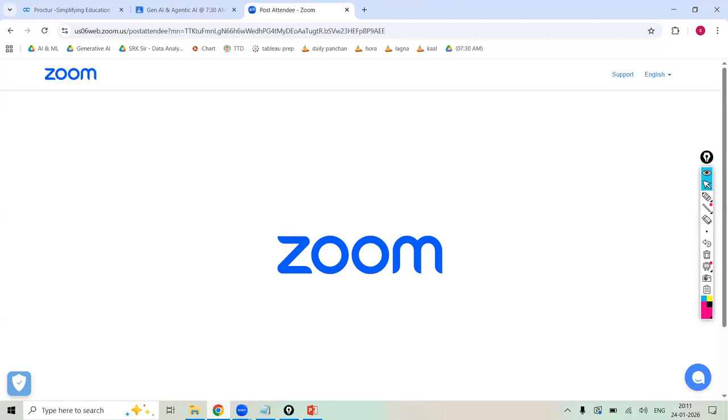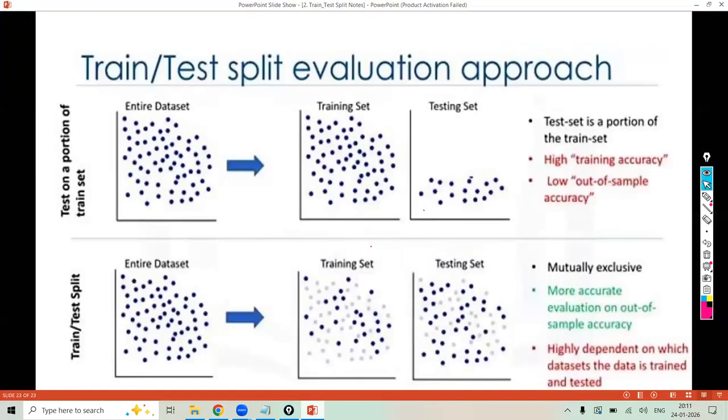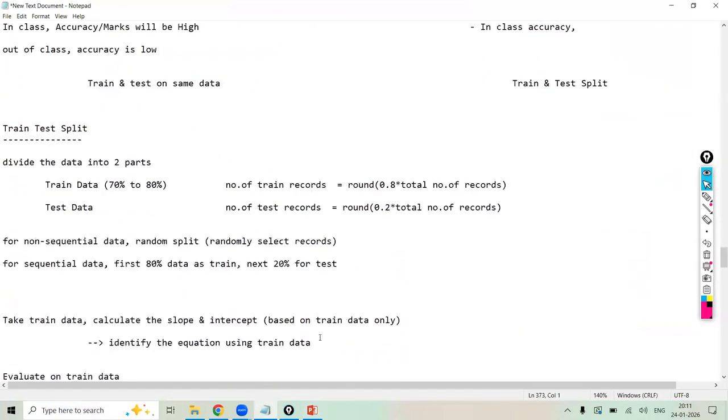Now, Roshan is asking the question, why 80 to 20 only? Any specific reason? If you take a large amount of data and train on it, what happens is that it leads to some kind of problem called overfitting and underfitting, which we are going to discuss in the next concept. That is the next one.